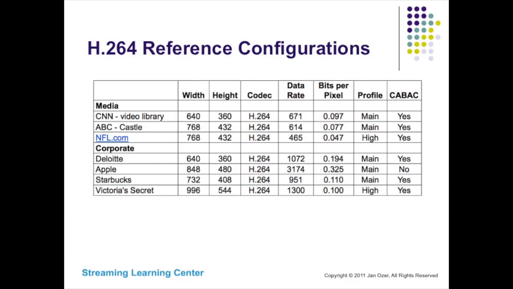How should you configure your video from a resolution and data rate standpoint? These are some reference configurations. These are files that I downloaded in the last week or so, and then checked the resolution, the codec and the data rate, just to see what the networks and the corporations were doing. So if you're saying, gosh, I like the 640 by 360 resolution, what data rate should I use? It's pretty interesting what CNN's doing, right? Because they ship a lot of streams, they care about quality, but they also care about efficiency, and that's why I wanted to provide these to you. Apple's kind of funny.